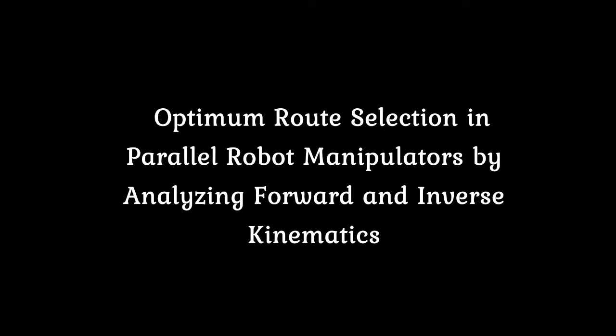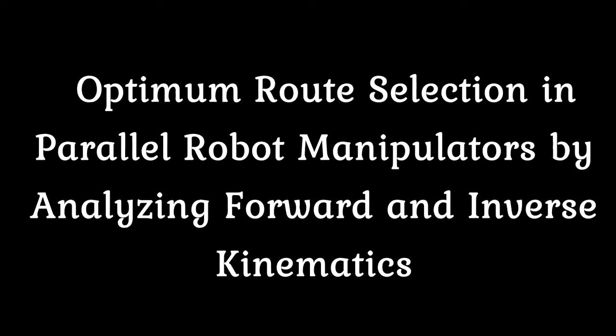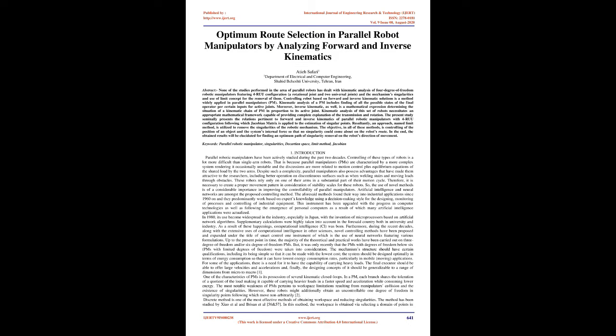Optimum route selection in parallel robot manipulators by analyzing forward and inverse kinematics. Abstract. None of the studies performed in the area of parallel robots has dealt with kinematic analysis of 4 degree of freedom robotic manipulators featuring 4 RUU configuration, a rotational joint and 2 universal joints, and the mechanism singularities and use of limit concept for the removal of them.